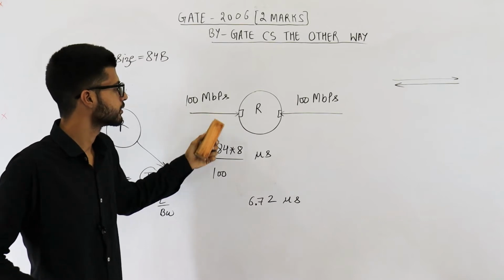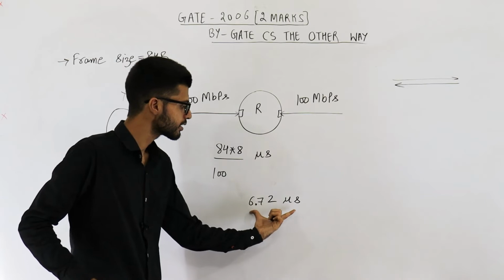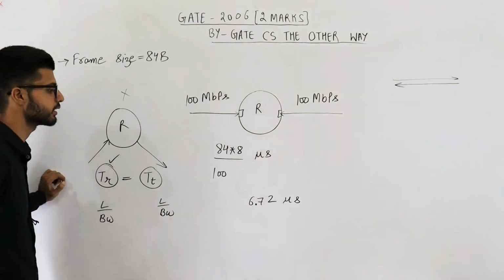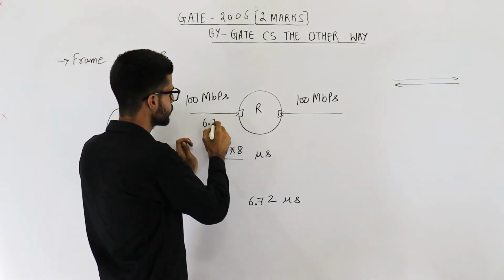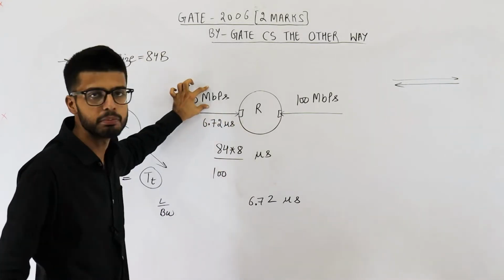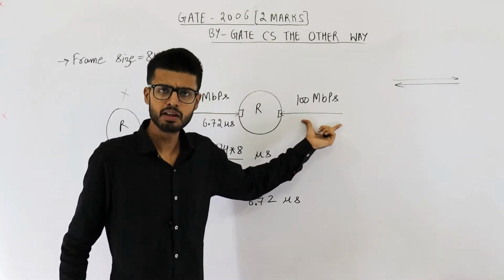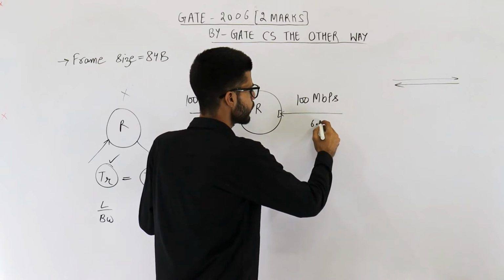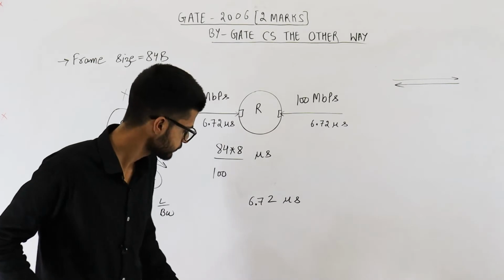from this interface or from this channel, the router requires this much time to receive a packet. I have found out the receiving time. From this channel, the router will take 6.72 microseconds to receive a packet at 100 Mbps if the packet is of 84 bytes. Something similar will happen here also because all the numbers are the same. So here also you require 6.72 microseconds to receive a packet.